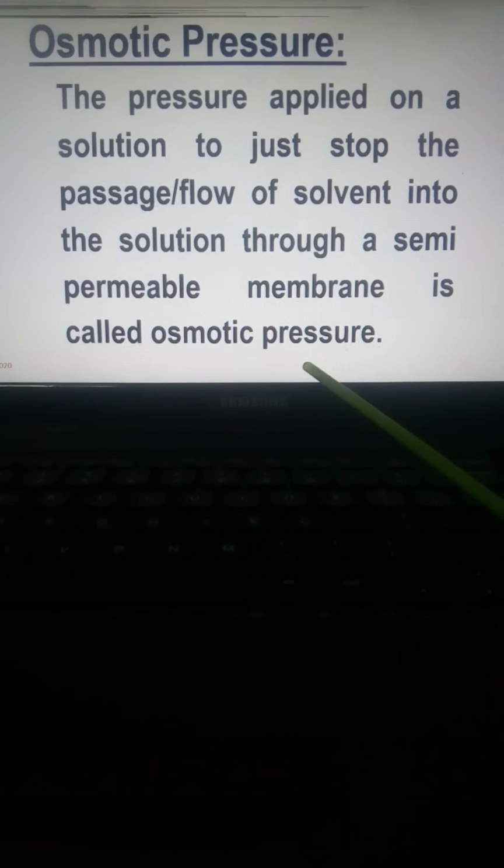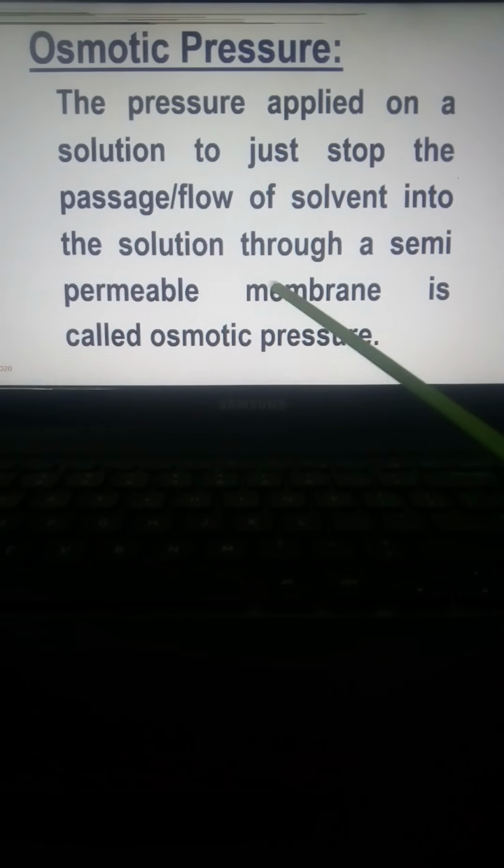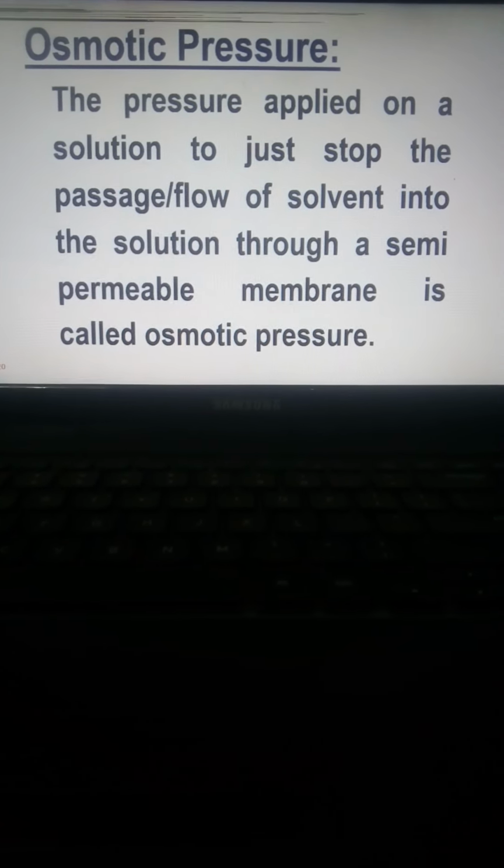Then we will see what osmotic pressure is. The pressure applied on the solution side to just stop the passage or flow of solvent into the solution through a semi-permeable membrane is called osmotic pressure. That means this is the minimum pressure which just stops the flow of solvent from the solvent side to the solution side through a semi-permeable membrane.